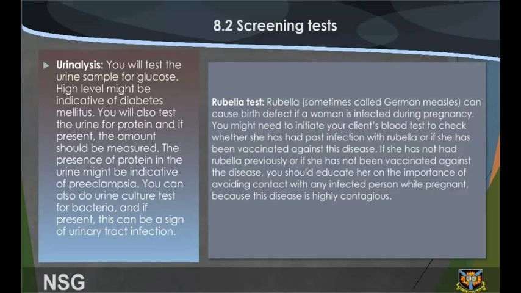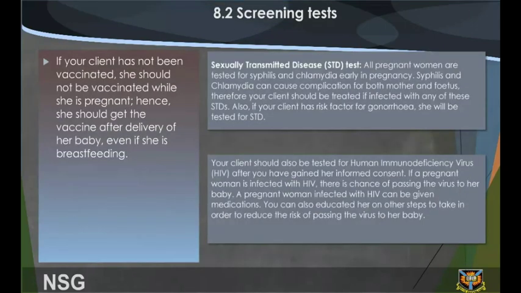If she has not had rubella previously, or if she has not been vaccinated against the disease, you should educate her on the importance of avoiding contact with any infected person while pregnant because this disease is highly contagious. If your client has not been vaccinated, she should not be vaccinated while she is pregnant. Hence, she should get the vaccine after delivery of her baby, even if she is breastfeeding.